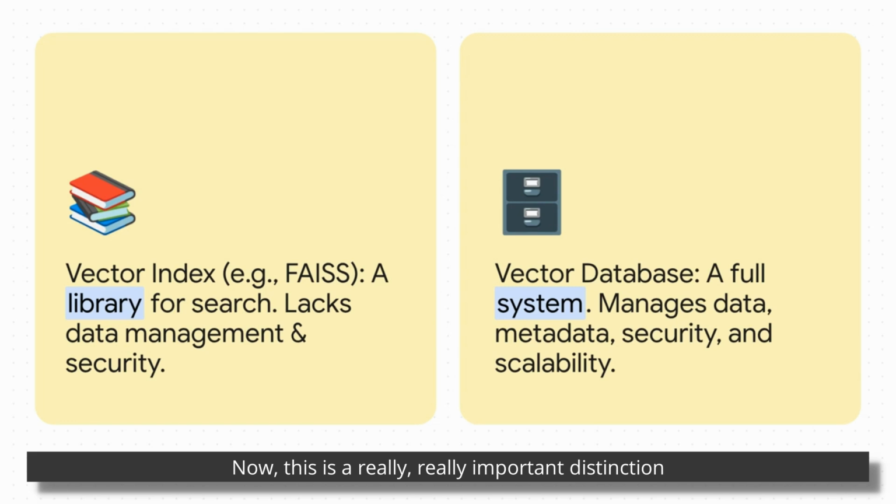Now, this is a really important distinction if you're building a real-world application. You might have heard of libraries like Faiss, right? They're amazing for the core search algorithm, but that's all they are, one piece of the puzzle. A true vector database is the whole shebang. It handles all the stuff you actually need for a production system: data management, updates, security, metadata filtering, all of it.